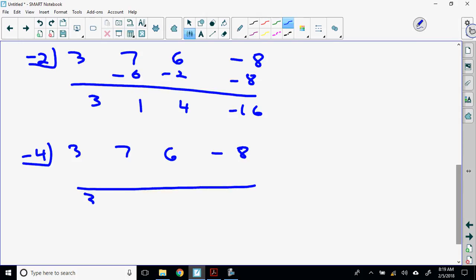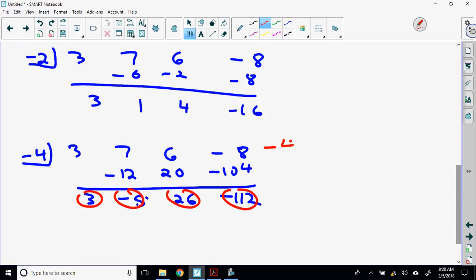Here we go. So here's 3. So that's -12, and that's -5, and that's 20, and that's 26, and that's -100 and something, right? -104, and -112. Hey, they alternate! What's that mean that they alternate? That means that -4 is a lower bound. So none of the zeros are going to be any smaller than -4.